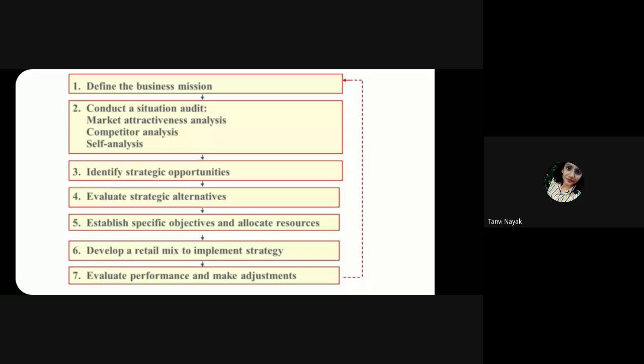Also, we have developing the retail mix, as I told you: product, place, price, and promotion, along with people. The presentation of the assortment in the store, etc., has to be taken care of, and how best you are going to implement them strategically. At the end, once it has been implemented, you have to evaluate the performance to see whether the mission has been achieved. If required, you can make some adjustments to the strategies as per the retail mix you have considered.